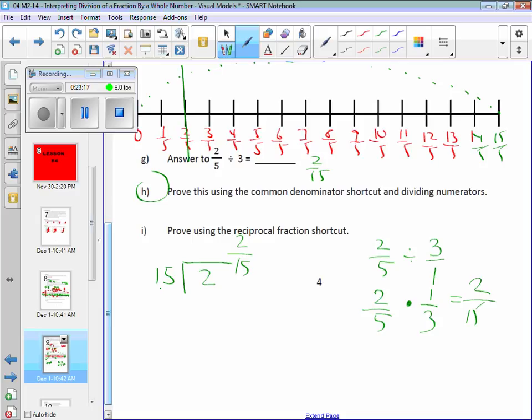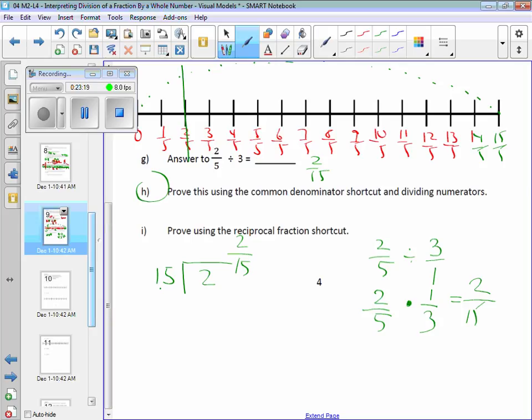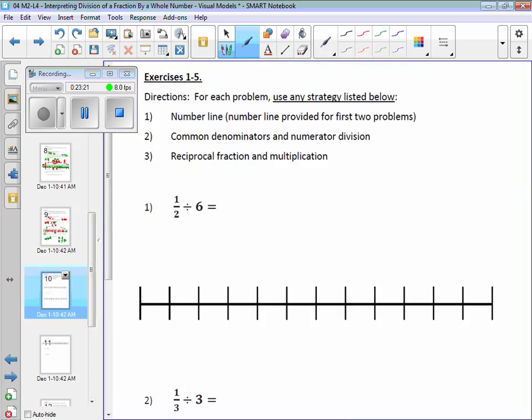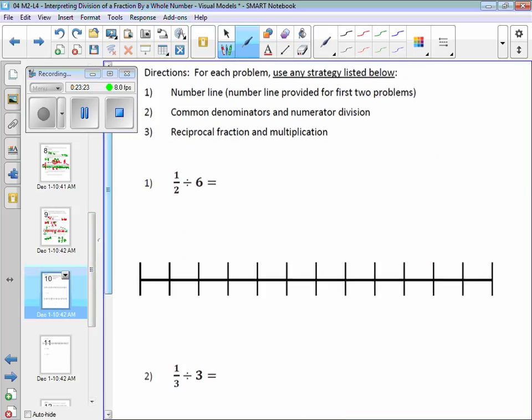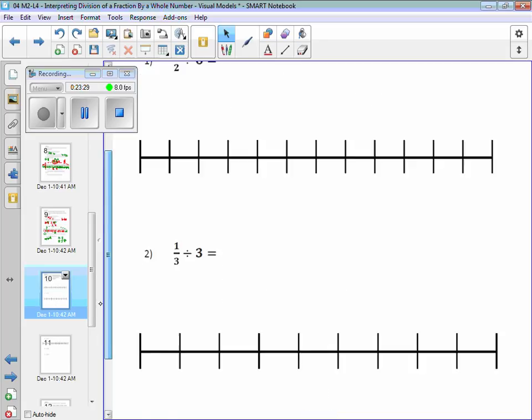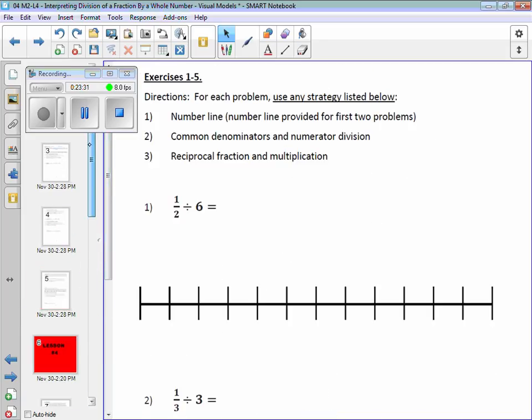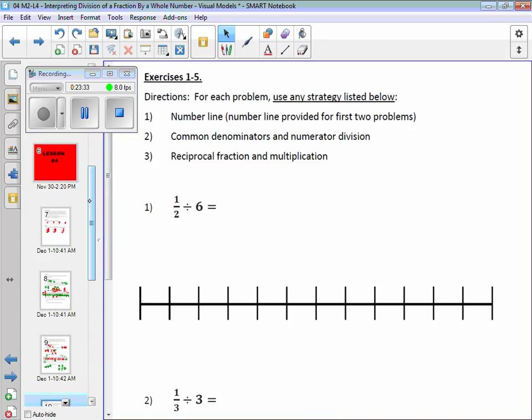Okay, homework and classwork. Do exercises 1 and 2. Whatever does not get done gets done for homework. What page is that, by the way? So that's your homework. Do we have to do the number line, Mr. Leslie? Yep. I still want you to model it using a number line. No ifs, ands, or buts.